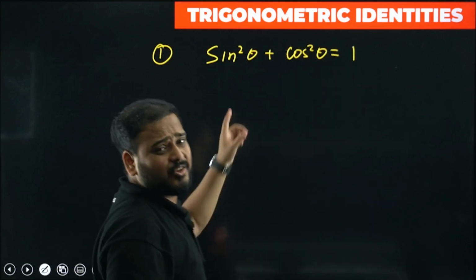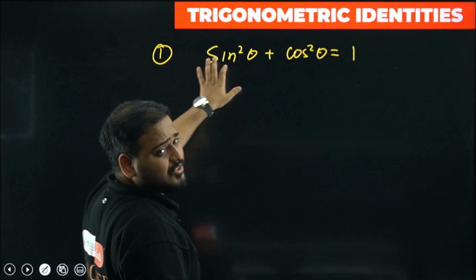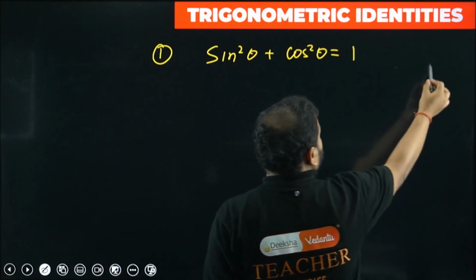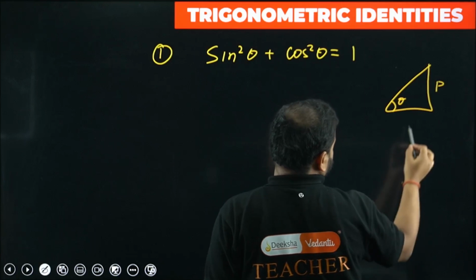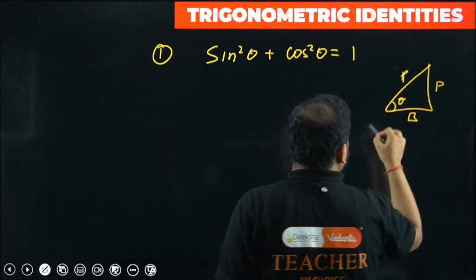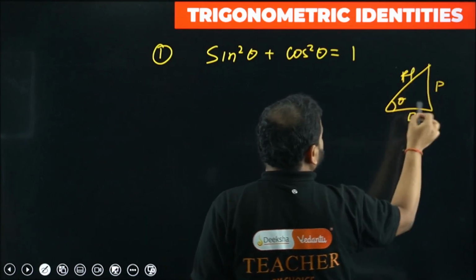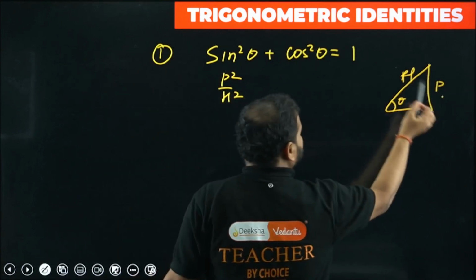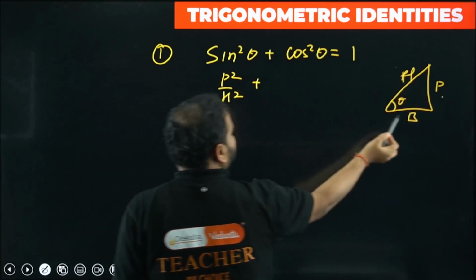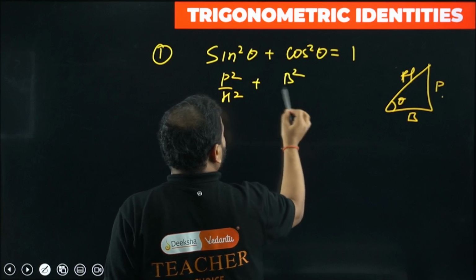How do we get this, sir? Do you remember this? I've done this derivation, right? Please check here. Theta is like this. P is here, B is here, H is here, right? This is H, sir. What did you do for this? P square by H square. How come, sir? Opposite by hypotenuse for sine theta. Cos theta, sir, base by hypotenuse. So B square by H square.